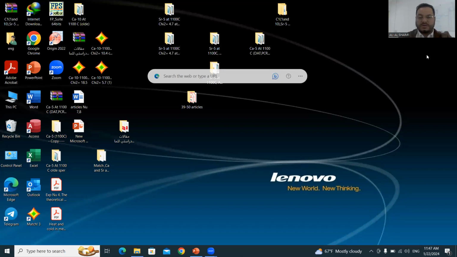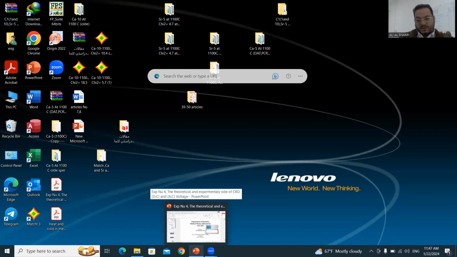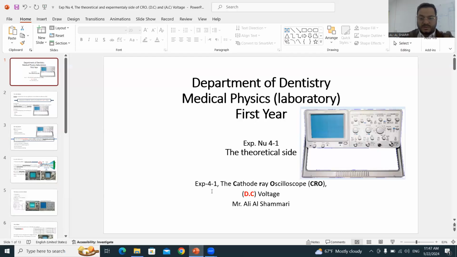Let's finish the last lecture. It was about how we can determine some applications of the CRO. What is the CRO? The C is from cathode, R from ray, and O from oscilloscope. Our job today is to determine some applications of this device. It's a widely common device in medical devices and in other departments.